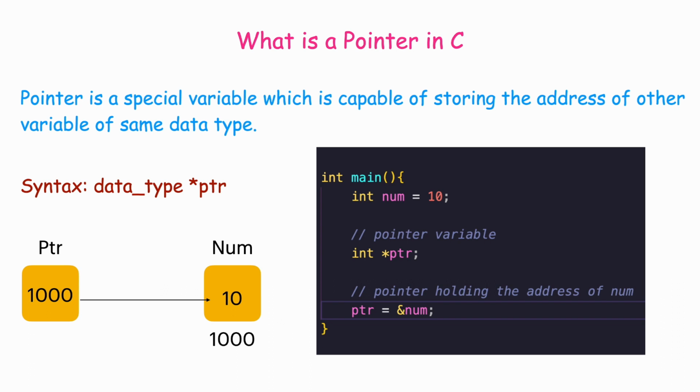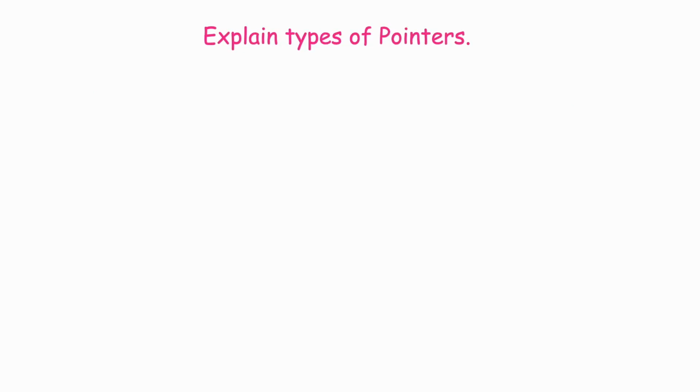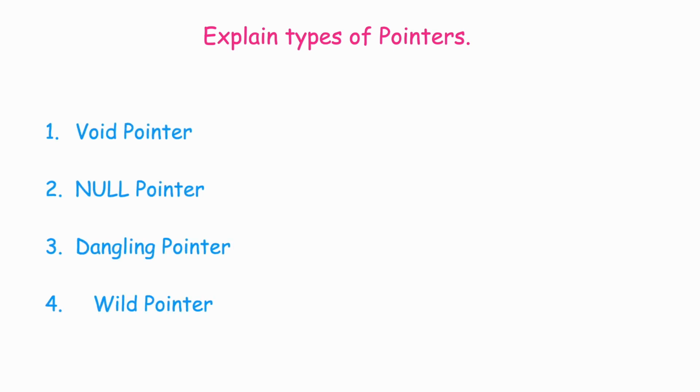So we'll move to the next question, that is, explain the types of pointers. In C, basically there are 4 types of pointers. The first one is called a void pointer, the second one is called a null pointer, the third one is called a dangling pointer, and the fourth one is called a wild pointer. Now we will check one by one in detail what you mean by void pointer, null pointer, dangling pointer, and wild pointer.